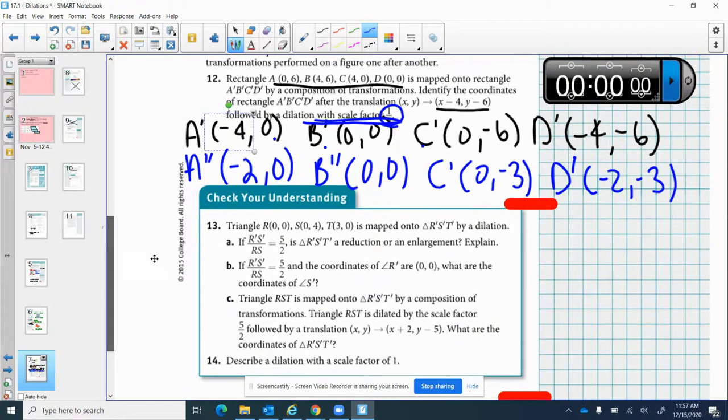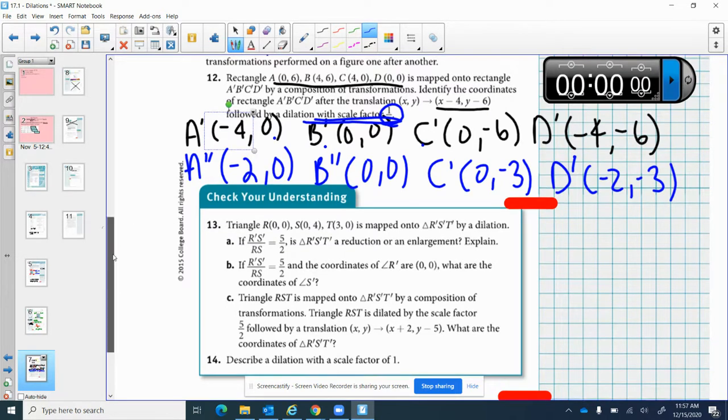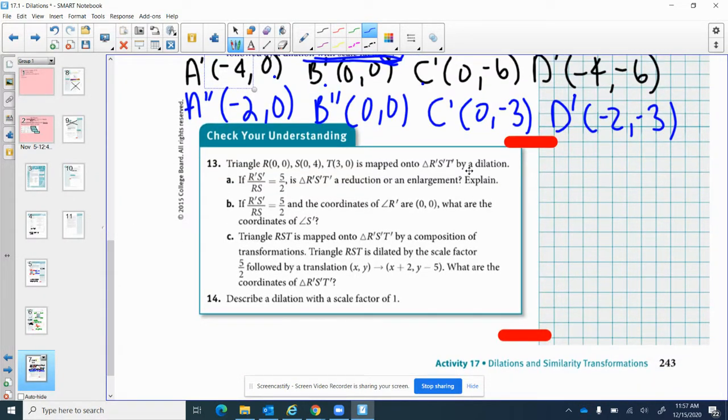And this would then be your final location after that composition. So we translated first, then we dilated. Looking at number 13, we have another example of a dilation here. Notice this scale factor. Even though it's a fractional value, 5/2 is the same thing as saying 2.5. So this is going to be an enlargement because our k value is bigger than 1.